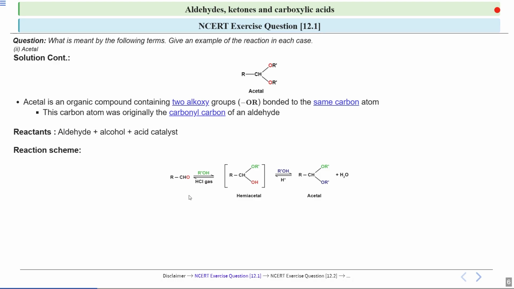Starting, we have an aldehyde. When this aldehyde reacts with one molecule of alcohol in the presence of acid catalyst, you get a hemiacetal. In a hemiacetal, one OR group, that is one alkoxy group, and one hydroxy group are attached to the same carbon. Further, when this hemiacetal reacts with another molecule of alcohol in the presence of acid catalyst, you get an acetal. In an acetal, two alkoxy groups are attached to the same carbon and water is released as a byproduct.